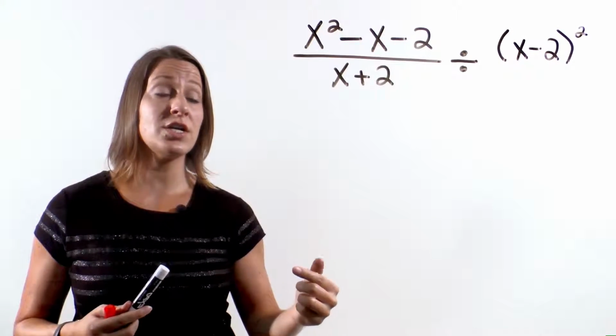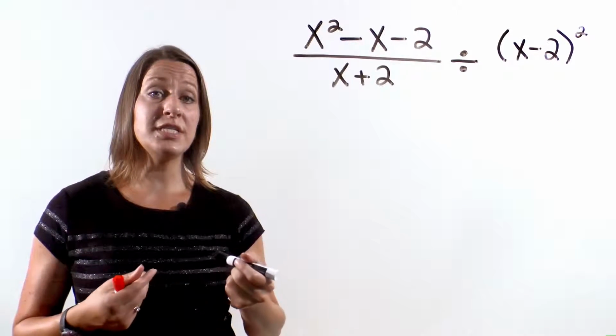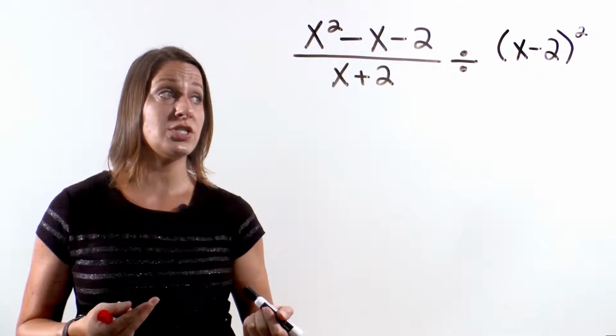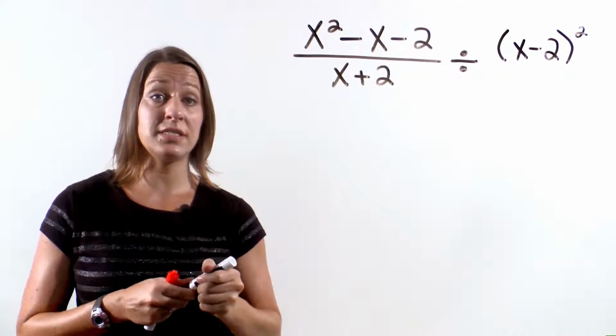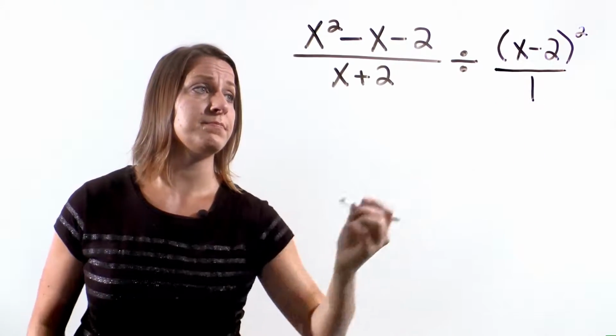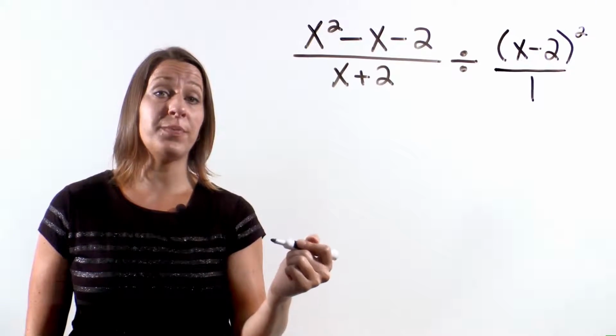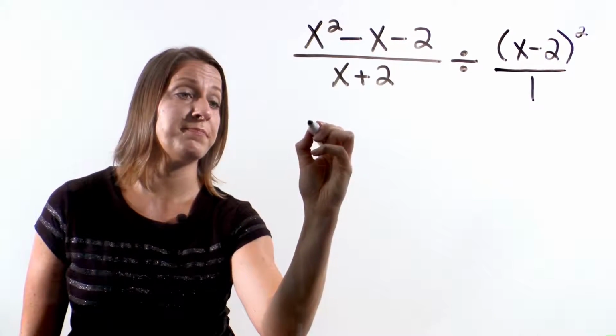Now before we get started, notice that this one doesn't have a denominator. So anytime you have a number or an expression that doesn't have an obvious denominator, we can always just put it over 1. Okay, now we're ready to get started. Let's go ahead and rewrite the problem as a multiplication problem.